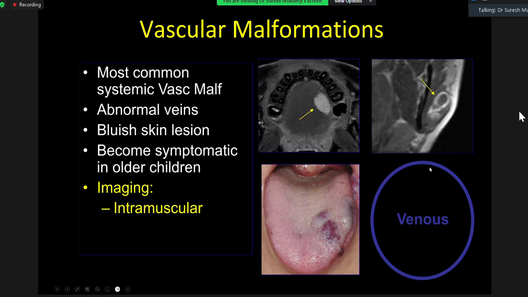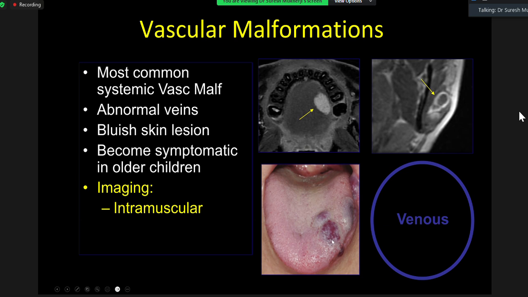So the next lesion, the next Olympic ring, if you will, are the venous malformations. Now, the venous malformations are the most common systemic vascular malformations. They're associated with abnormal veins, and oftentimes they'll present with a bluish skin lesion. They can become symptomatic in older children. Oftentimes, that's when they present.